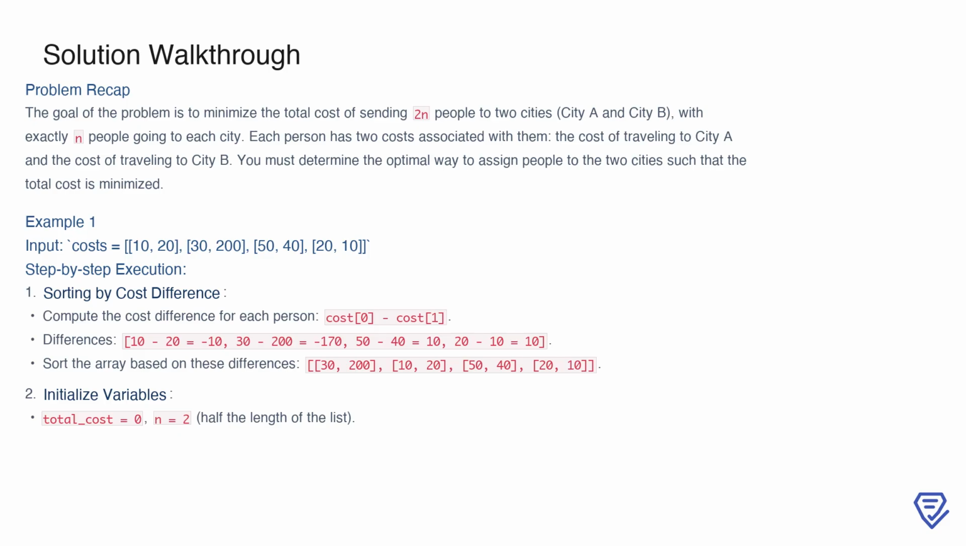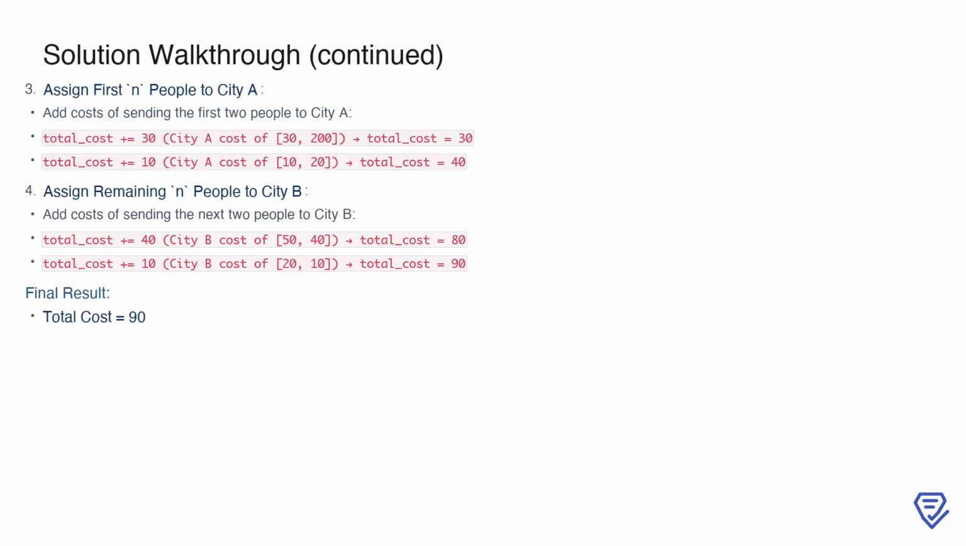At this point, we also initialize two variables, total_cost, which starts at 0, and n, which is the number of people to be sent to each city, calculated as half the length of the input list. Now that the costs are sorted, we send the first n people to city A. For the first person, the cost of traveling to city A is 30, so we add that to the total cost, making it 30. For the second person, the cost is 10, and adding this brings the total cost to 40. Next, the remaining n people are sent to city B.